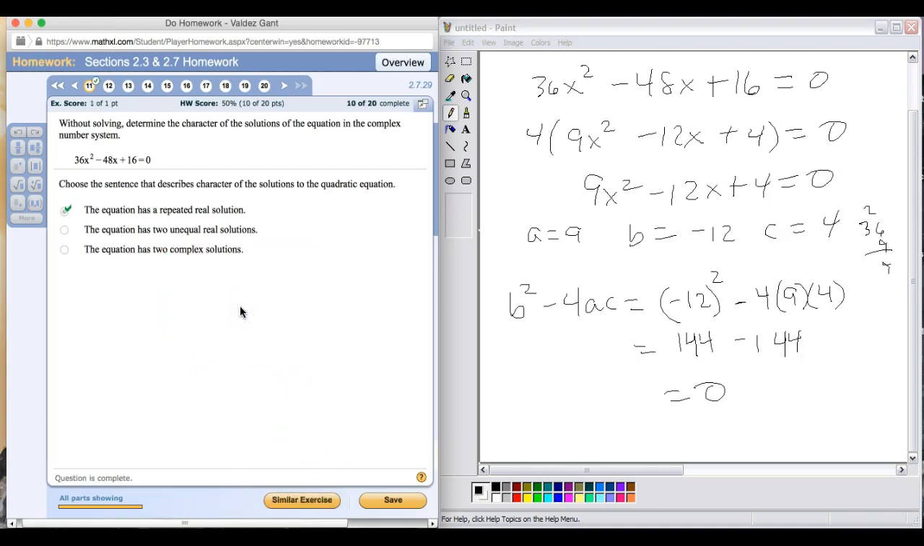All right, so this concludes how we look at the discriminant of the quadratic form to be able to surmise what our solutions look like before doing anything.